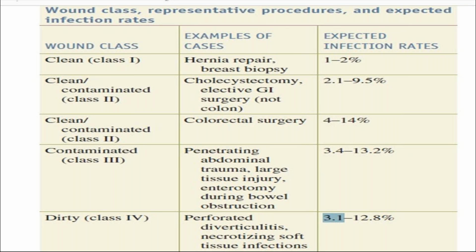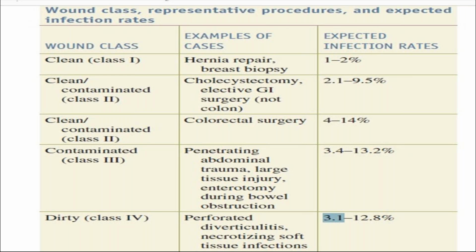So these are the classical examples of the class 1, class 2, class 3 and class 4. So first come to the clean wounds. For example, the best example is the hernia or breast biopsy, like that. So what are the expected rates of infection in these first class wounds? So only 1 to 2%.